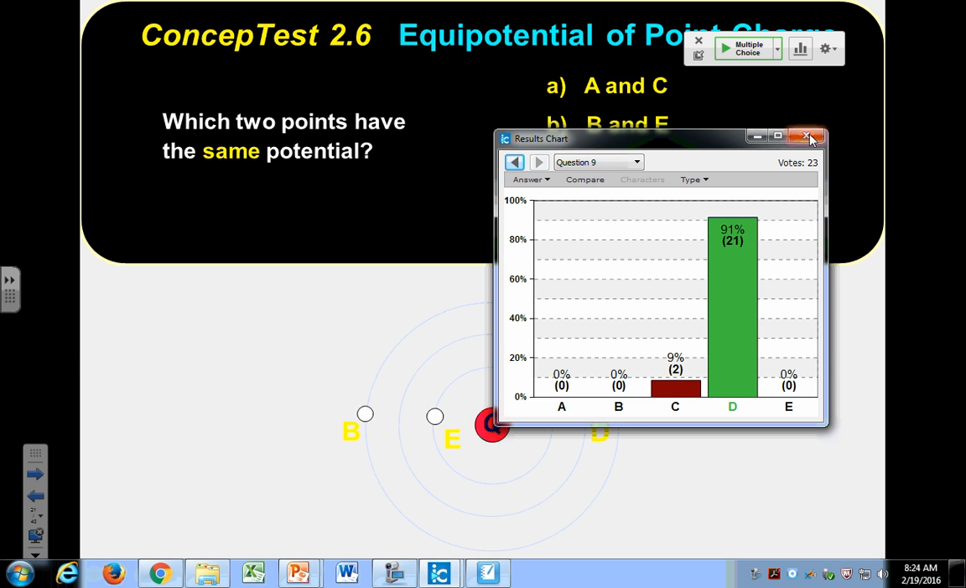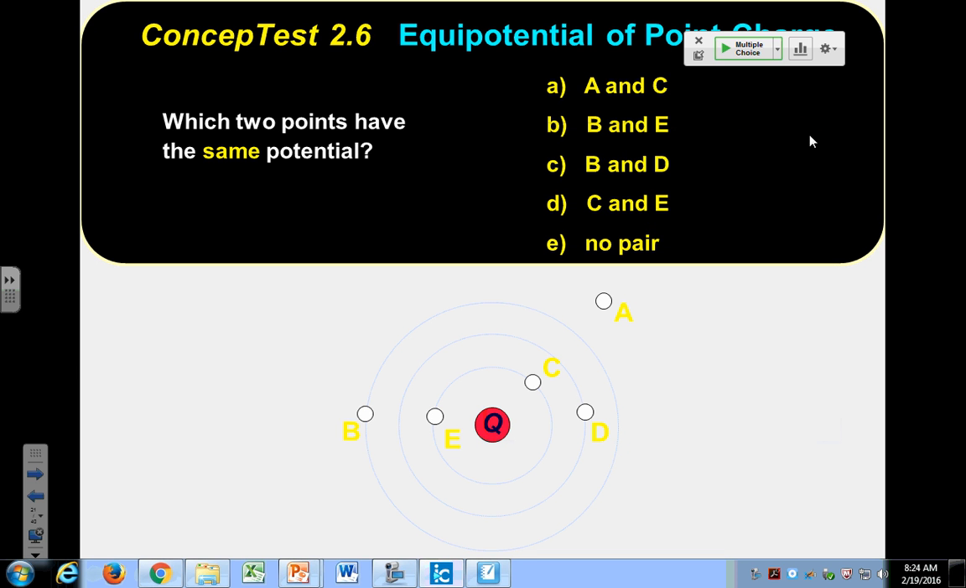Okay, awesome. D is the right answer. C and E, those are equidistant from the charge, and so they have the same potential.